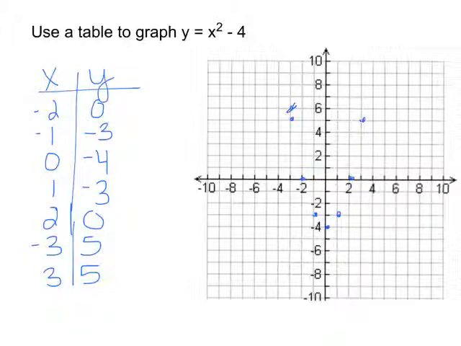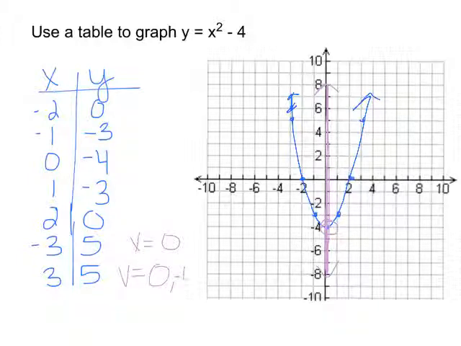So my parabola is there, and my vertex now became negative 4. So right here is my vertex, and my axis of symmetry is still my line that cuts it in half. So the axis of symmetry is x equals 0 still, with my vertex being 0, negative 4.